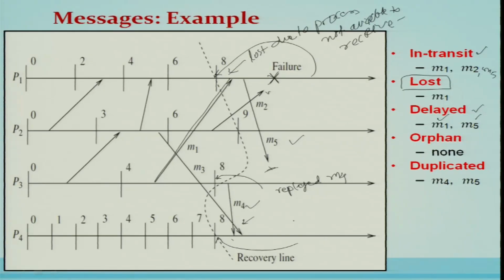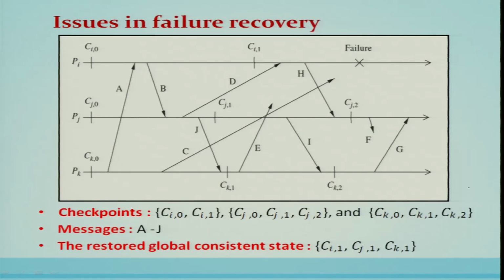Similarly, here it is a failure, M5 is in transit, and it will be received after some time. Then again, the send of message M5 is replayed, so M5 will be duplicated. So these are examples of different kinds of messages here. There are different issues in failure recovery.